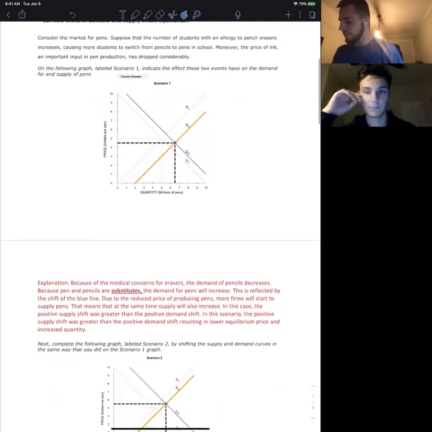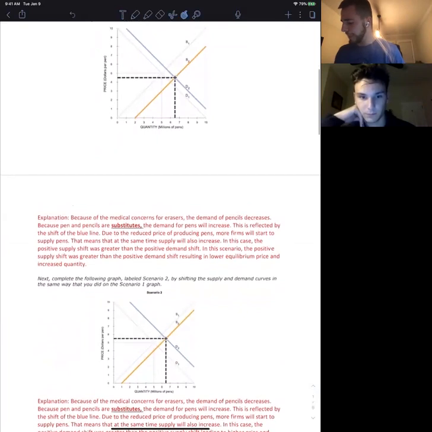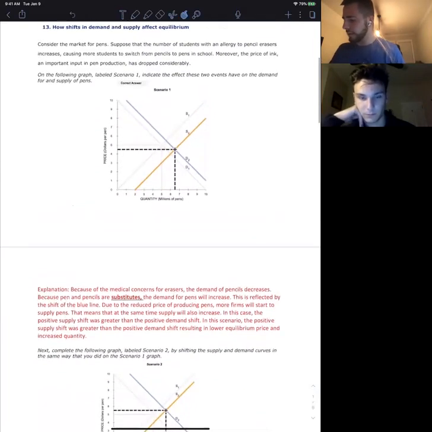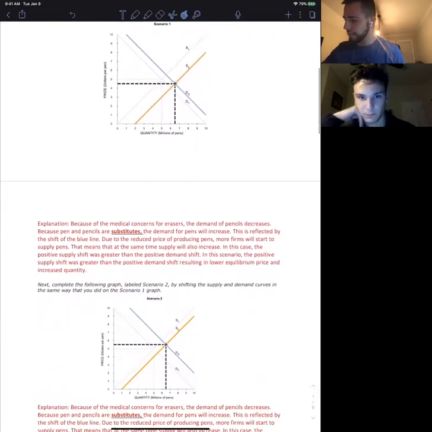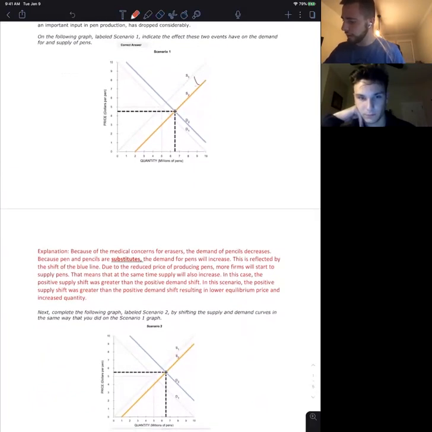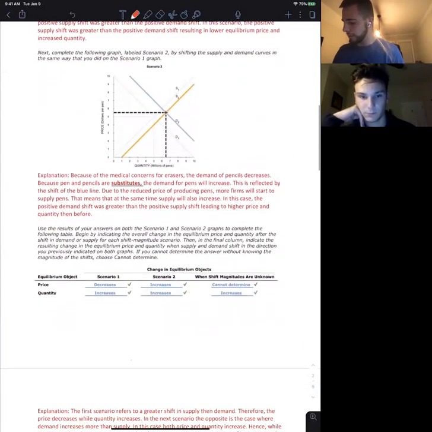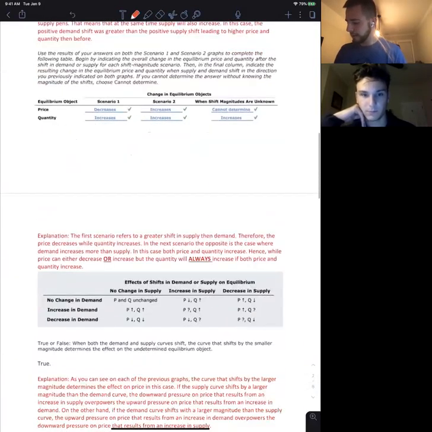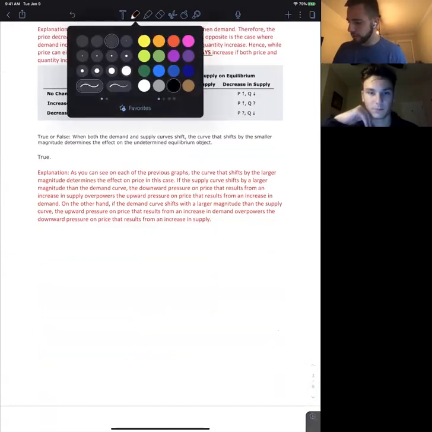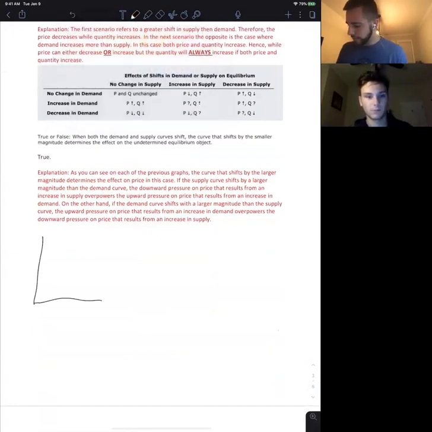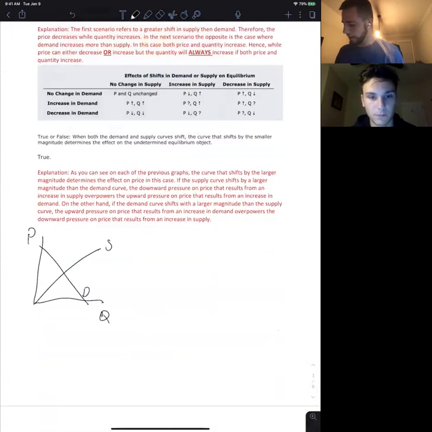So basically the difference between scenario 1 and 2 is that in scenario 1, the supply increased more than the demand, and in scenario 2, it's the demand that increased more. So I'm going to quickly draw the graph. Here, price and quantity. This is the normal demand and supply before. And then in scenario 1, I'm going to draw it even more convincingly.